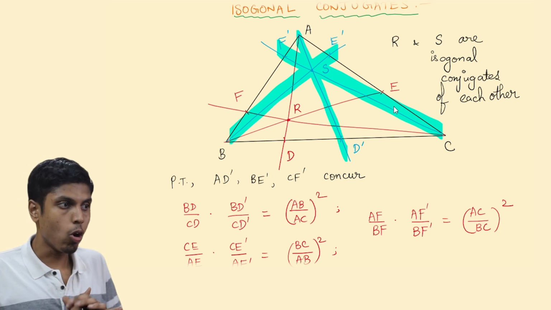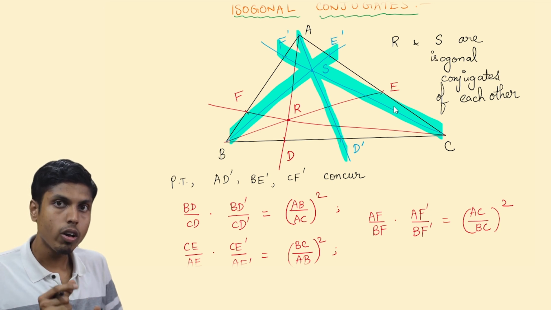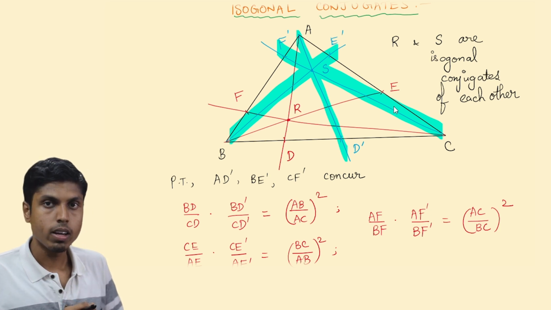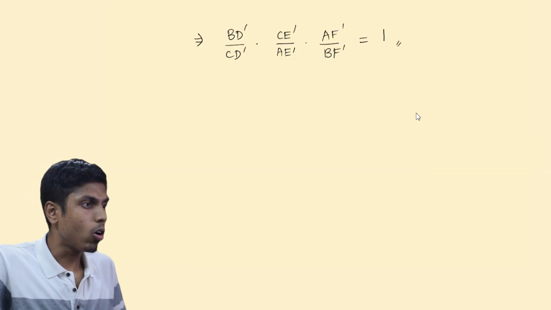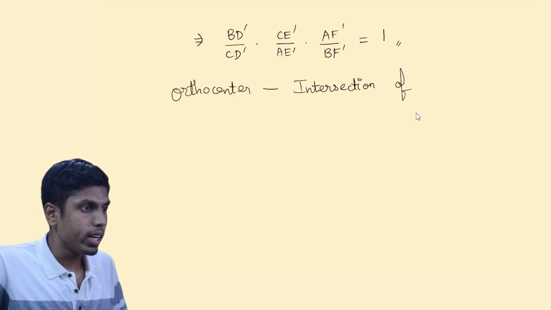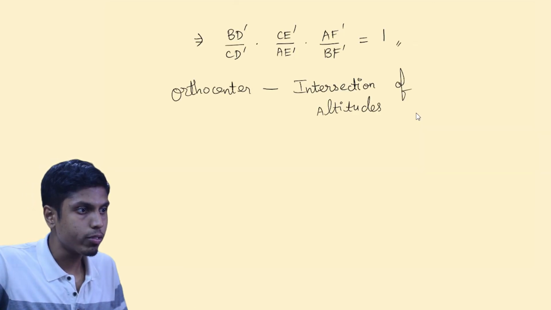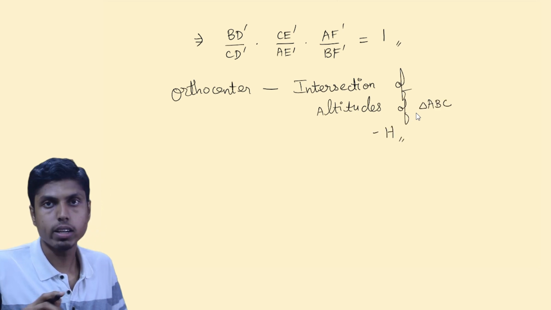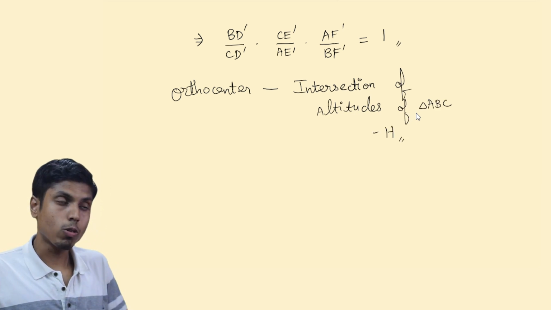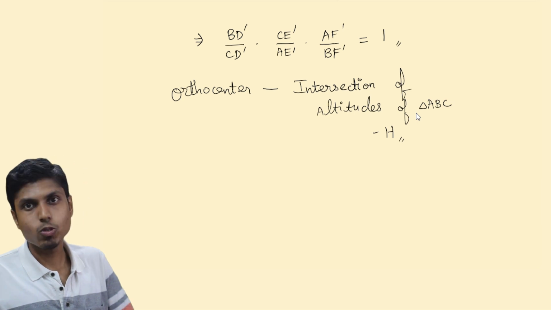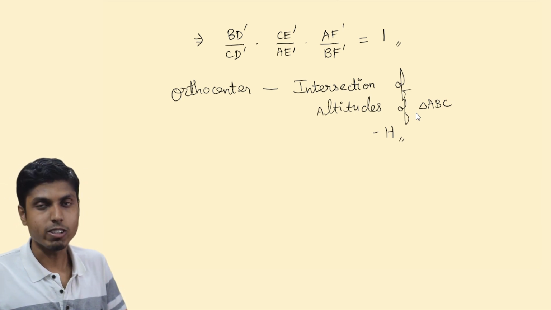So as homework, try to think about the isogonal conjugate of the orthocenter of a triangle. What is the orthocenter of a triangle? The orthocenter is the intersection of the altitudes of triangle ABC. It is usually represented by the letter H. So try to find the isogonal conjugate of the orthocenter. It turns out to be also a nice point in the triangle.